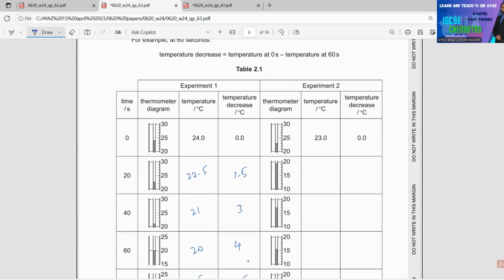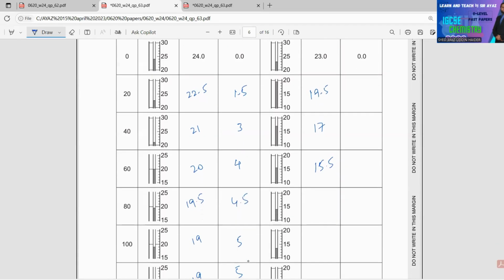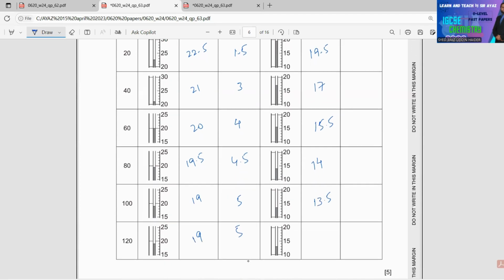So for experiment 2, at 20 seconds, the temperature is 19.5. At 40 seconds, we have 17. At 60 seconds, we have 15.5. At 80 seconds, we have 14. At 100, we are having 13.5. The last one, we are having 13.